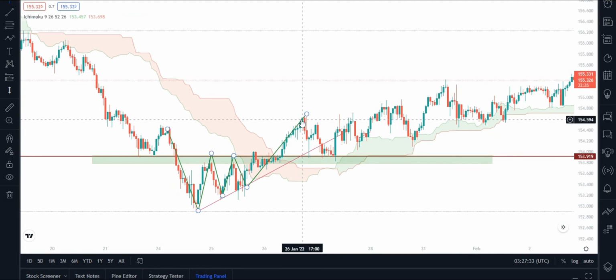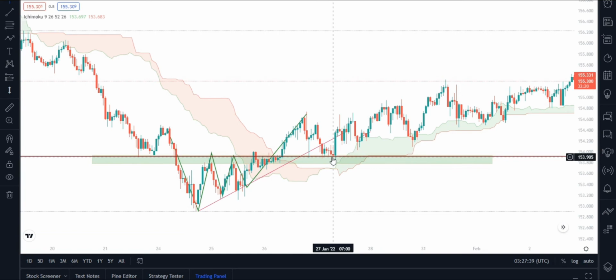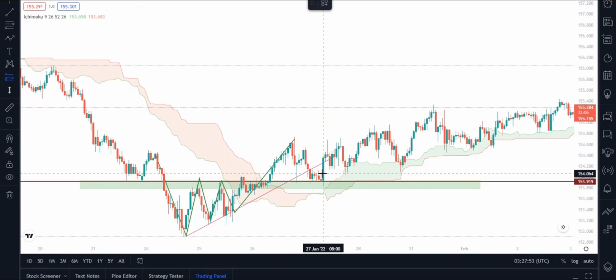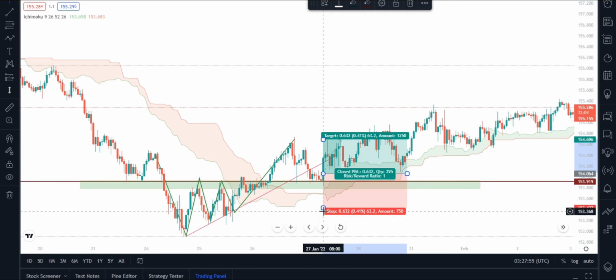So now what are we waiting for? We are waiting for a retest of our ascending triangle before we take our trade. So from here, we are waiting for a retest to this level. So here was our first area we could take our trade.